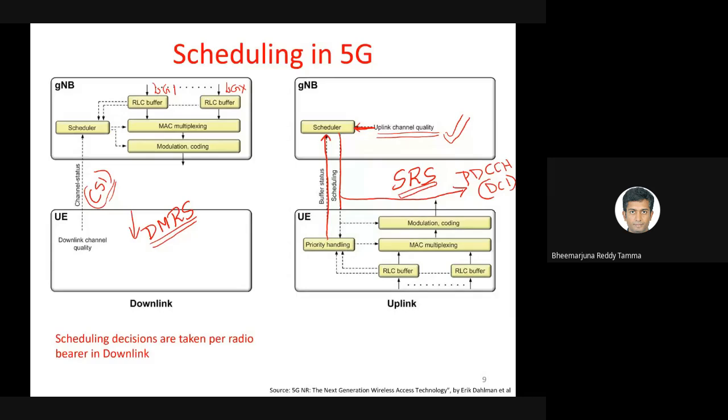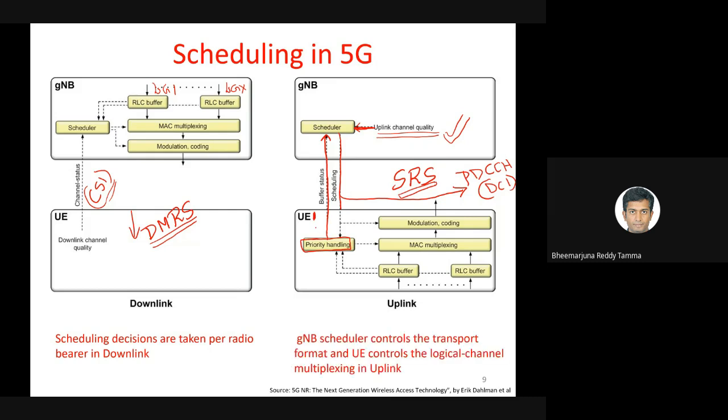Let's assume that UE1 is one of the users currently scheduled by the base station. That means it received the scheduling grant to transmit in uplink. So then what user one does is it has its own priority handling algorithm.